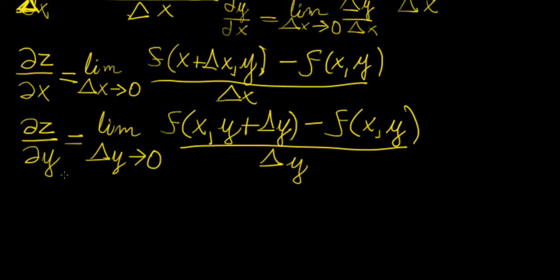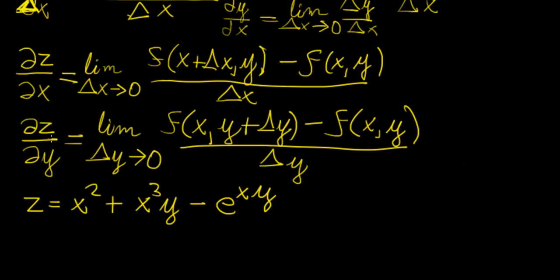So just to show you an example, let's have the function z equals x squared plus x cubed y minus e to the xy. This is just an example of a function that we may encounter. It's a function of two variables. So let's say we want to find the partial derivative of z with respect to x. What we're going to do is differentiate every single function of x with respect to x, and y is just going to be treated as a constant.